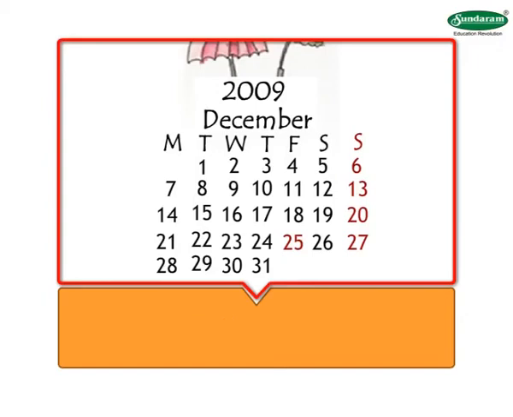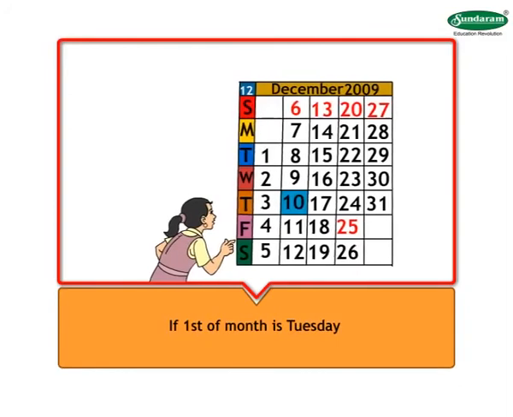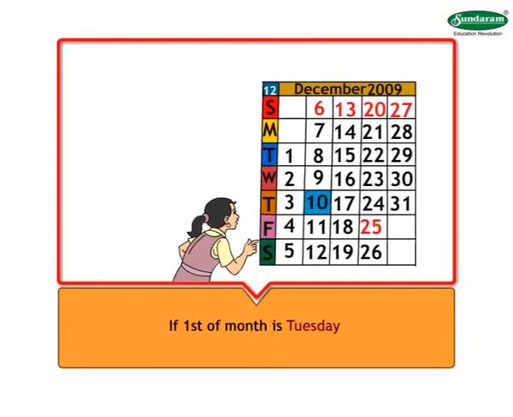The first letter of the day of the week is written in the column at the top or in the column on the left-hand side of the calendar. The numbers or dates are written in front of the appropriate day of the week. For example, if the first of the month falls on a Tuesday, then the number 1 is written in the first column in front of the letter T, which stands for Tuesday.